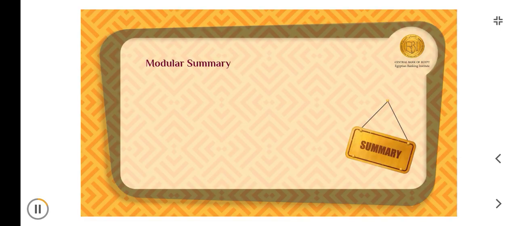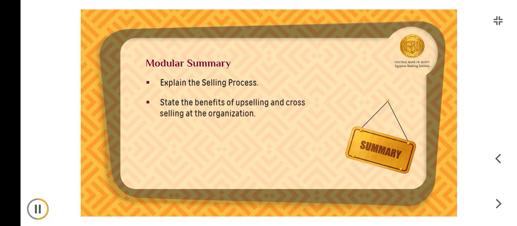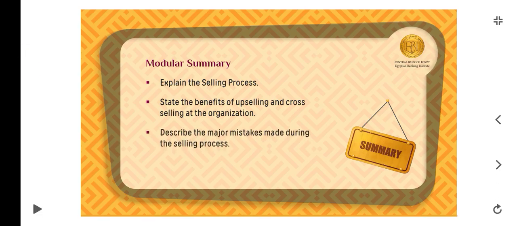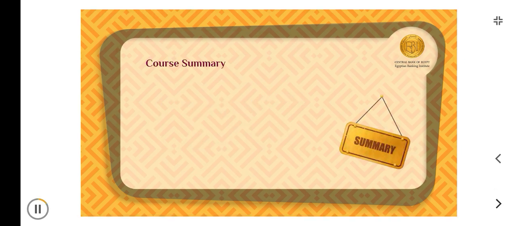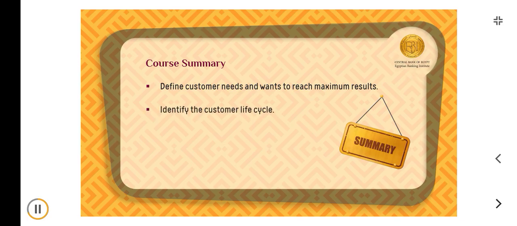By the end of this module, you are able to explain the selling process, state the benefits of upselling and cross-selling at the organization, and describe the major mistakes made during the selling process. After completing the Sales Journey course, you are now able to define customer needs and wants to reach maximum results, identify the customer life cycle, and explain how to have a successful selling process.